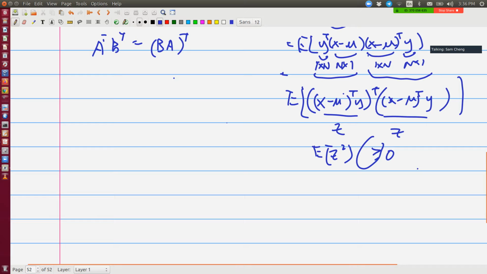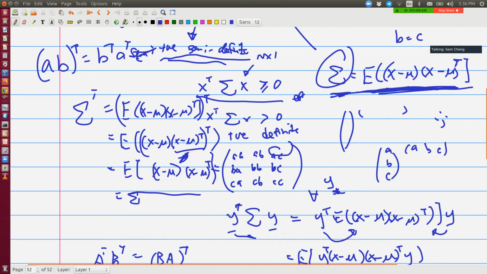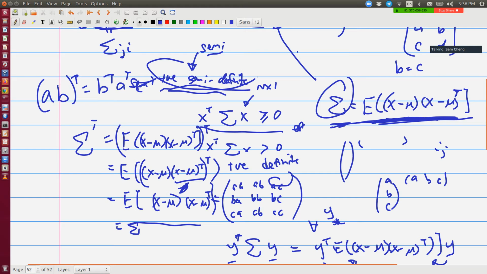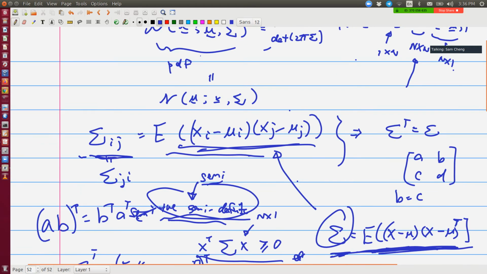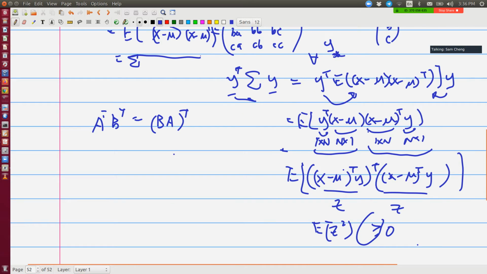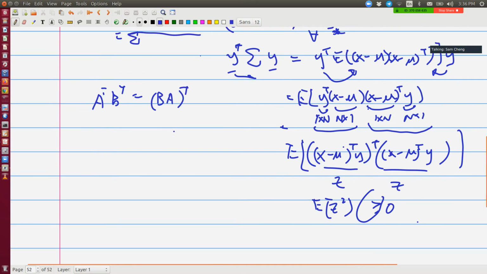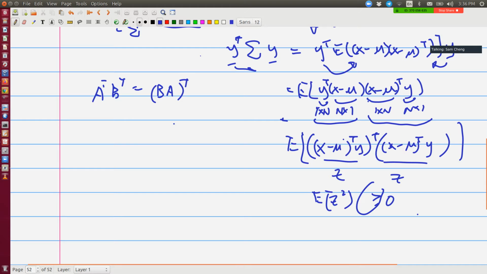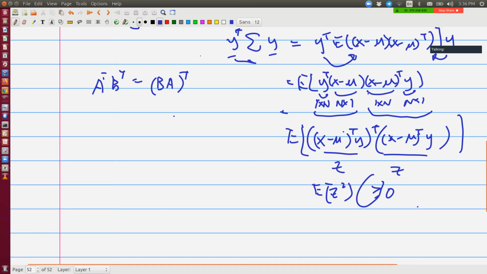So let's just make sure this is semi-positive definite. Basically, what we have here is that the covariance matrix is positive semi-definite, and also symmetric. And by the way, I will introduce another notion for matrices, Hermitian.